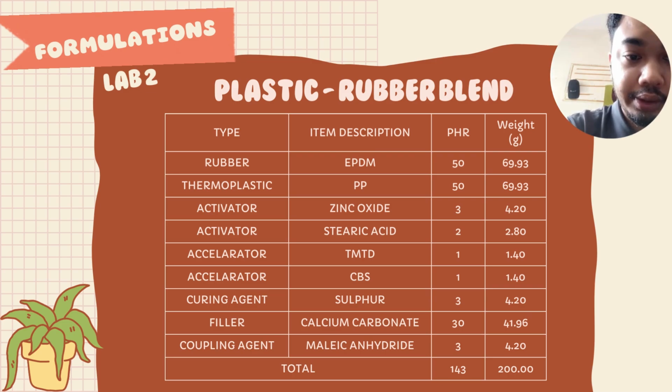So sulfur we use at 3 PHR, which means it is a polysulfidic formulation, that is a CV formulation.